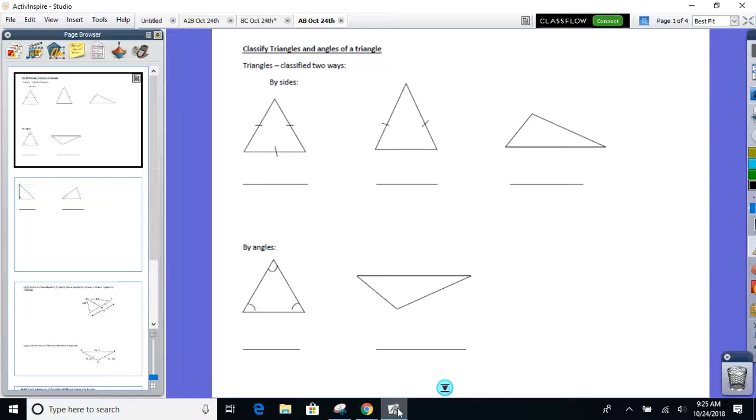So if I looked at a triangle and saw that all three sides are the same length, any idea what I call that? Just go ahead, let's go. Equilateral, done. Nice job. A lot of this will be reviewed today.